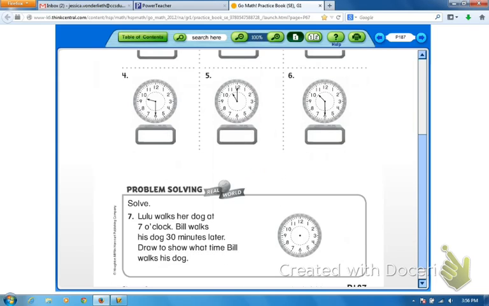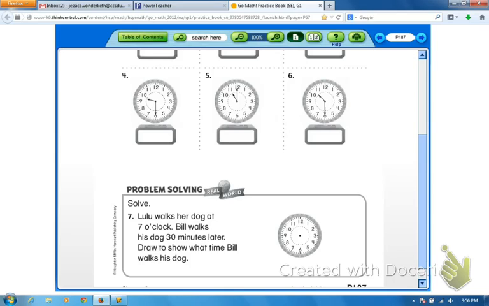At the bottom, story problem. Lou walks her dog at 7 o'clock. Bill walks his dog 30 minutes later. Draw to show what time Bill walks his dog. So we know 7 o'clock, add 30 minutes would put us at 7:30.